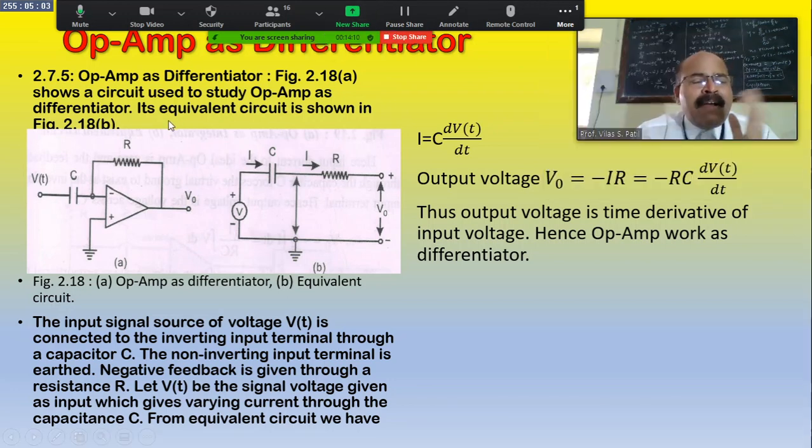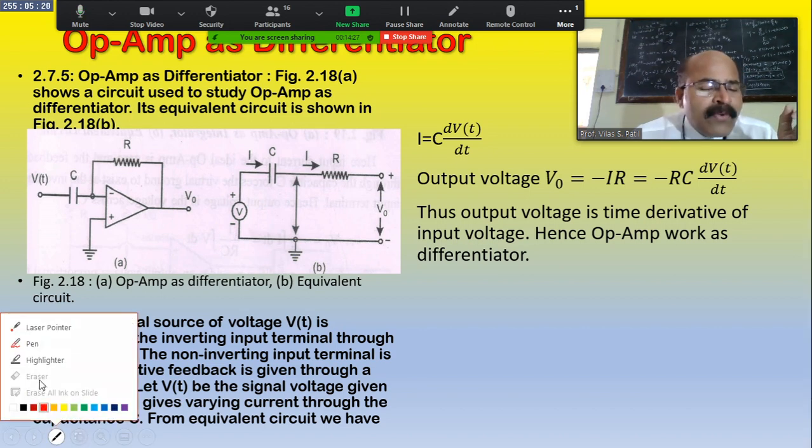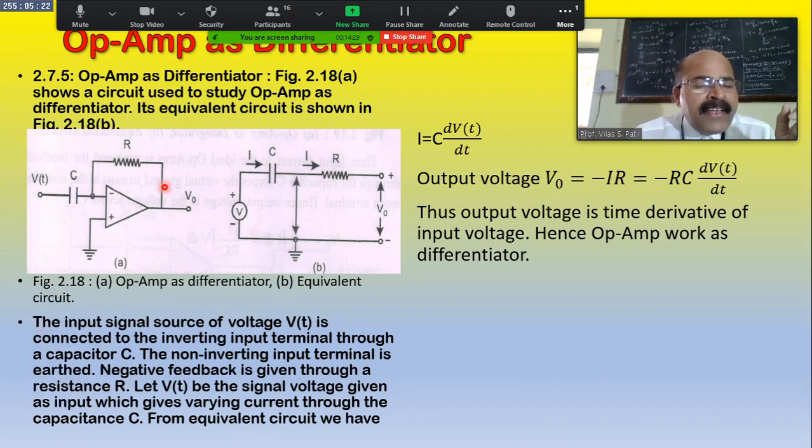Here, that is op amp as a differentiator, and the following circuit will show how the operational amplifier can be used as a differentiator. This circuitry will be shown. Just taking the laser. Okay, see here, this is the electronic circuit where the operational amplifier can be used as a differentiator.